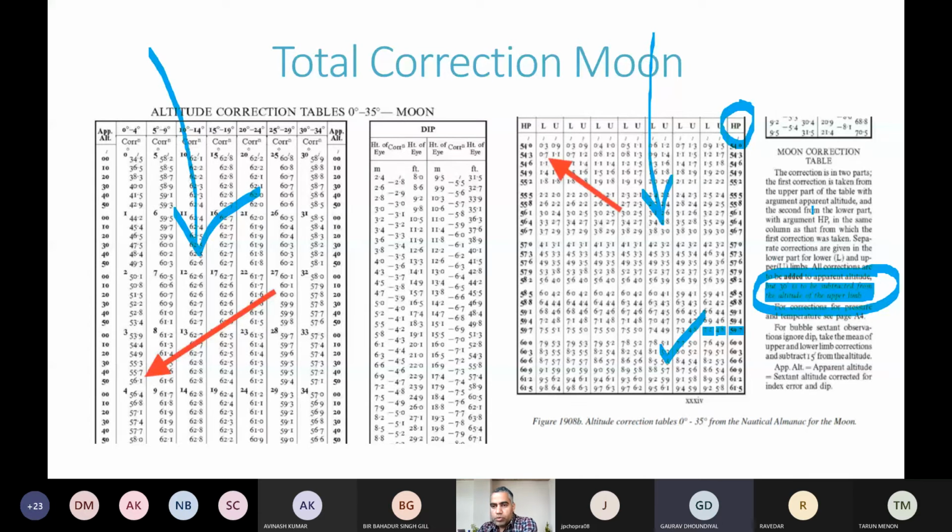Okay, so in the bottom part, when we have to enter, we have to enter with horizontal parallax. The row has to be decided by what is the horizontal parallax of the moon. So how do we obtain the horizontal parallax? Open up any daily page or date page on your almanac.